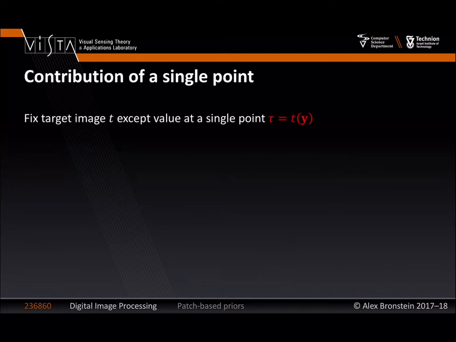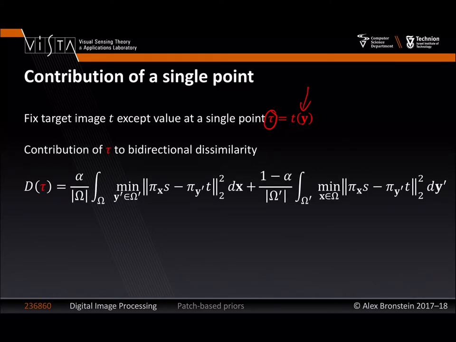So what I'm going to do, I'm going to fix the target image. I will be fixing all its points except one point at point y. And I will call the value of the image, that will be now my optimization variable, tau. So tau is my degree of freedom. Let's see how this point contributes to the bidirectional similarity, and then we'll try to minimize it. So if we can minimize for every point y, then basically we'll get the optimal image. Okay. So let's see the contribution of tau to this bidirectional similarity term.